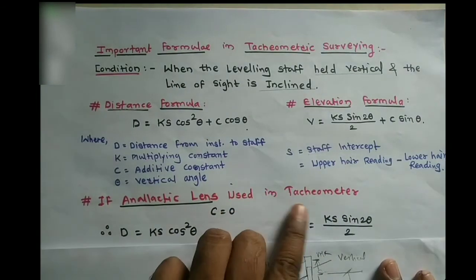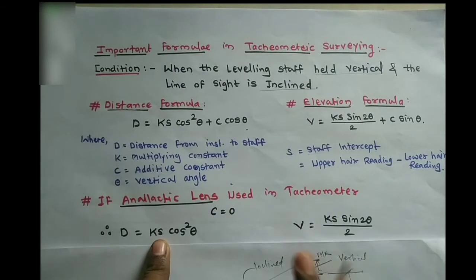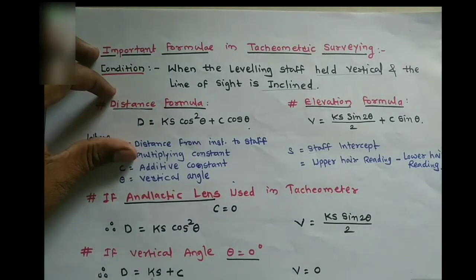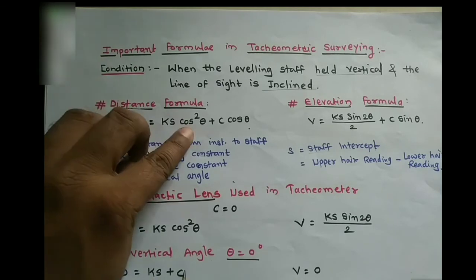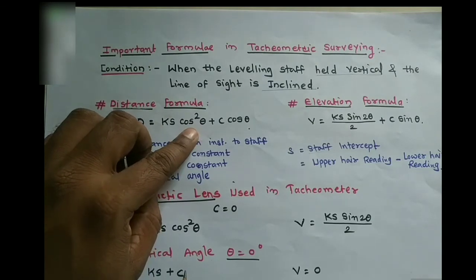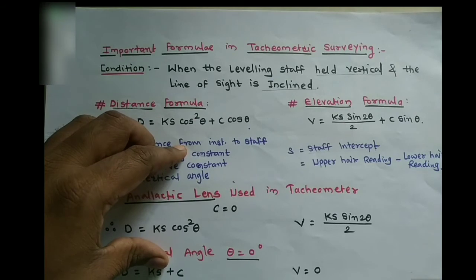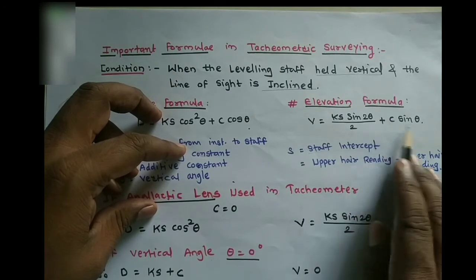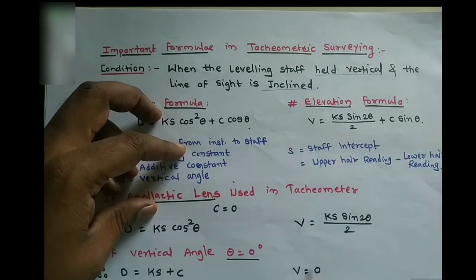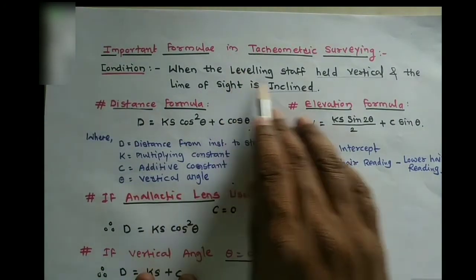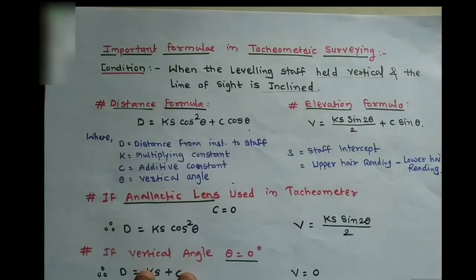Okay, now if the analytic lens is used in the tacheometer, D is Ks cos square theta and V is Ks sin 2 theta upon 2. Now if the vertical angle theta is given equal to 0 degree, then the formula of D becomes Ks plus C. Okay, because cos square 0 is 1, the value of cos 0 is 1. That's why it becomes Ks plus C, and for the elevation V, the value of sin theta is 0. When 0 is put up, it is 0, so directly V is equal to 0 comes. Got it? So these are the important formulae when the leveling staff is held vertical and the line of sight is inclined. Remember this thing.